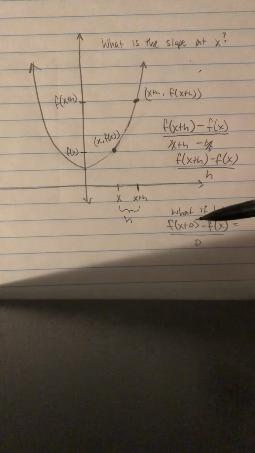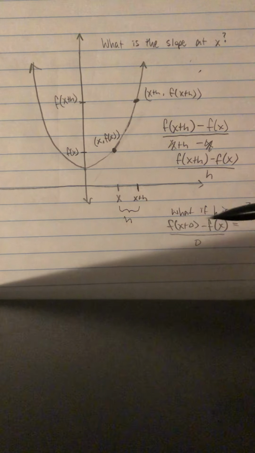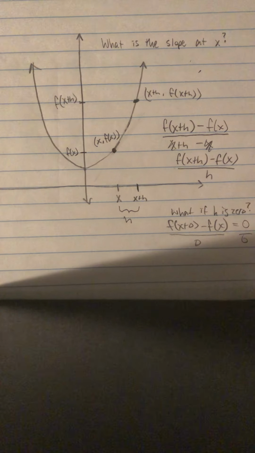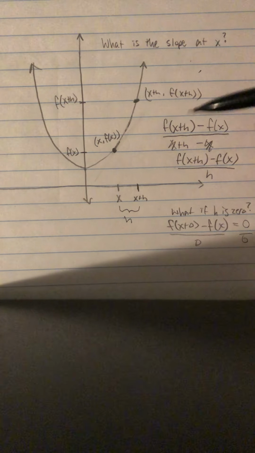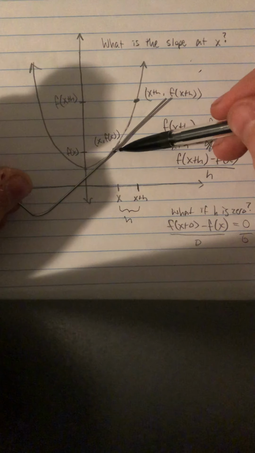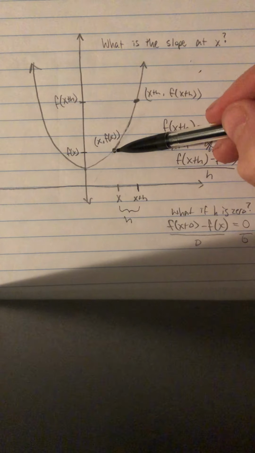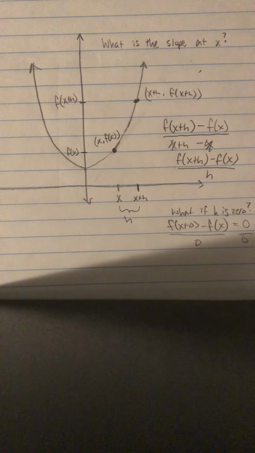Well, f of x plus 0, that's just f of x. F of x minus f of x, that's 0. And on the bottom we have 0. And that kind of makes sense, because if my first point and second point are the same, I'm not going up any, and I'm not going left or right any. So my rise is 0, my run is 0.